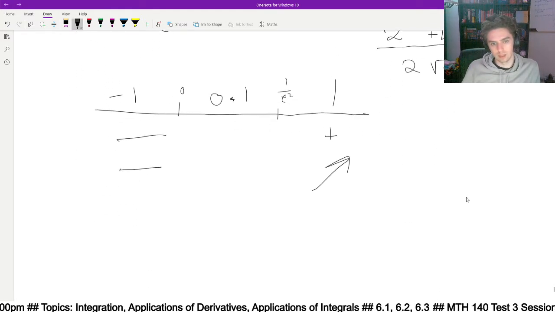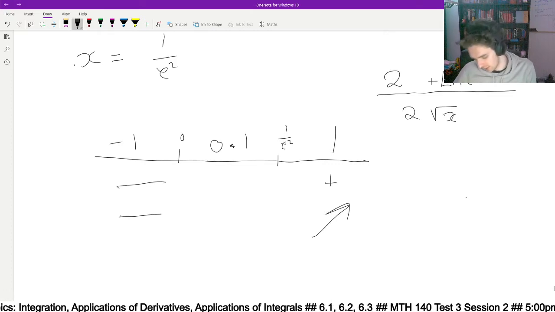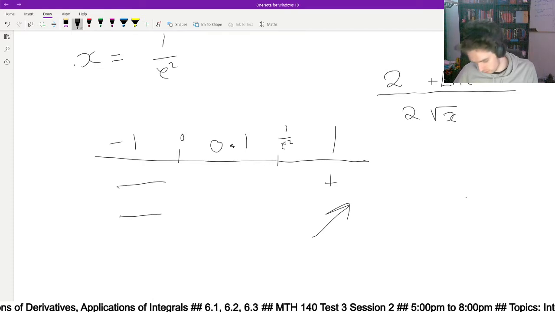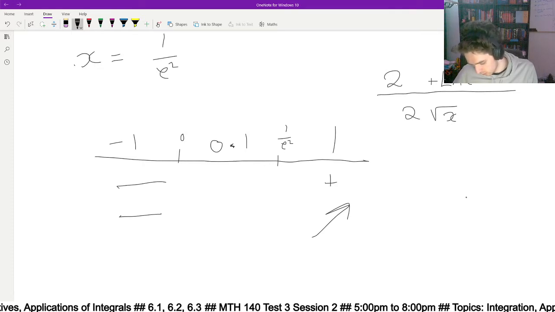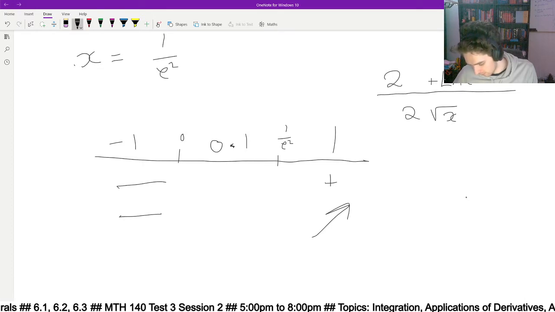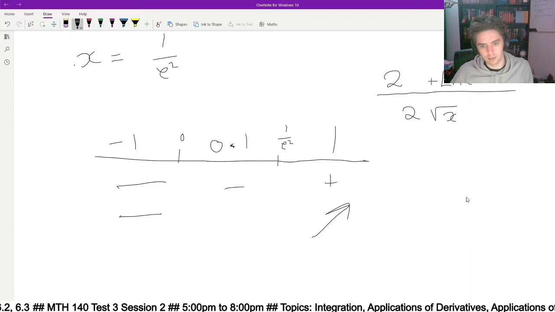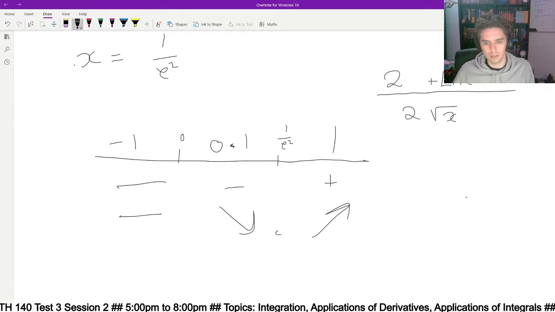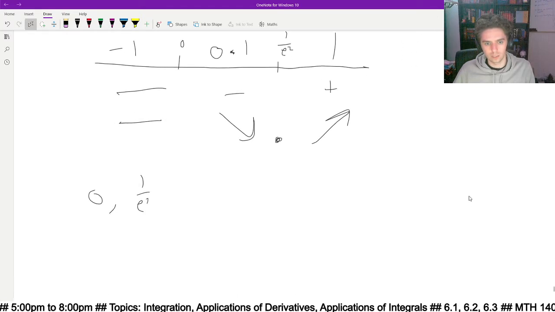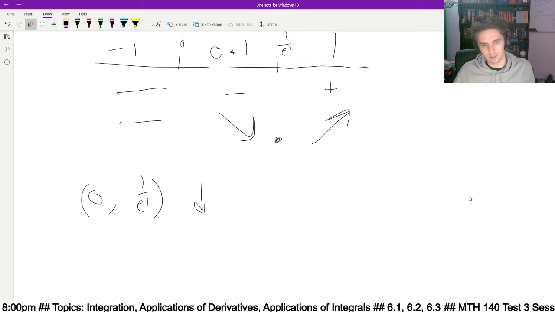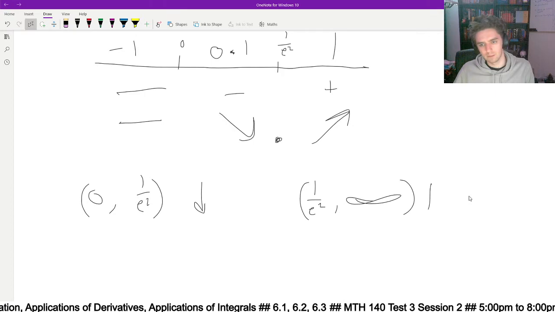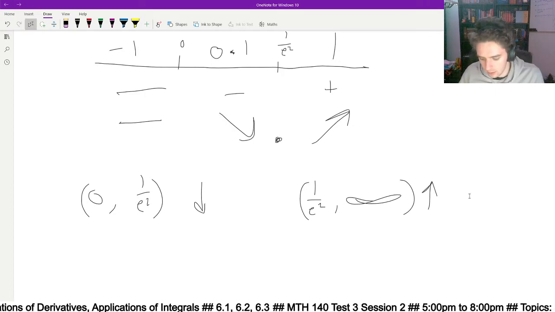Okay, well, let's see what happens. Then let's try 0.1. It's a lot easier now. I can just do 2 plus ln of 0.1 over 2 times root 0.1. There you go. I get a negative number, so it's decreasing. So it looks like it's decreasing from 0 to 1 over e squared, and it's increasing from 1 over e squared to infinity. And yes, that's correct.